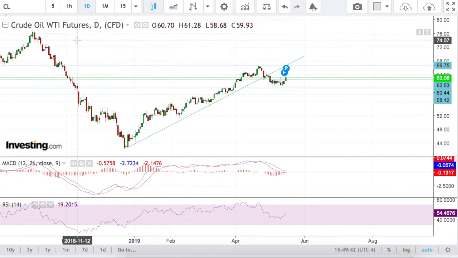This is going to be a technical analysis of crude oil WTI futures. This is going to be a trade setup to the long side.